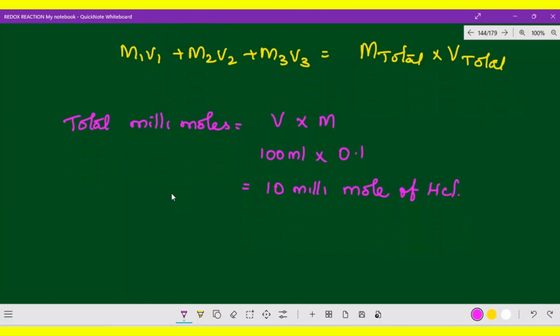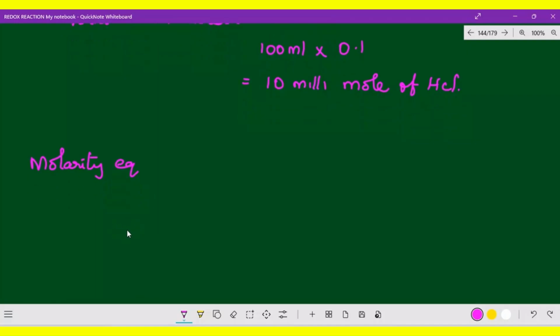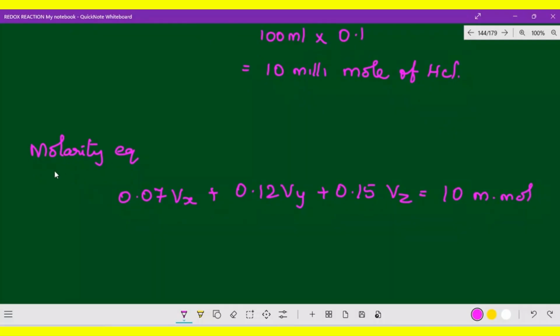Now the molarity equation, how to write it? M1 V1, M2 V2. That means here M1 is 0.07 into V1, which is Vx, and in the same way 0.12 Vy. I hope you got that idea. Now I think you are able to write the rest: plus 0.15 Vz equal to combined volume into molarity, that is millimoles, so you are getting 10 millimoles. Okay, this is the molarity equation.